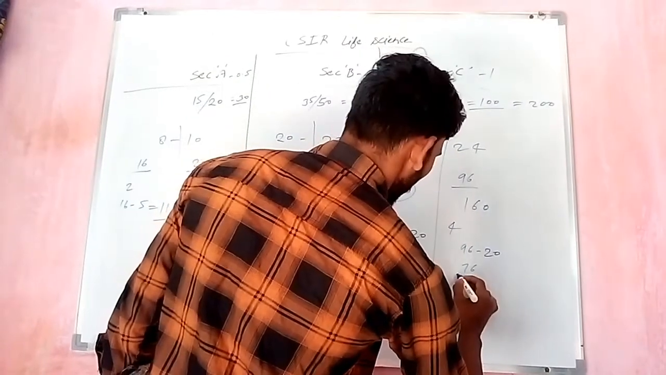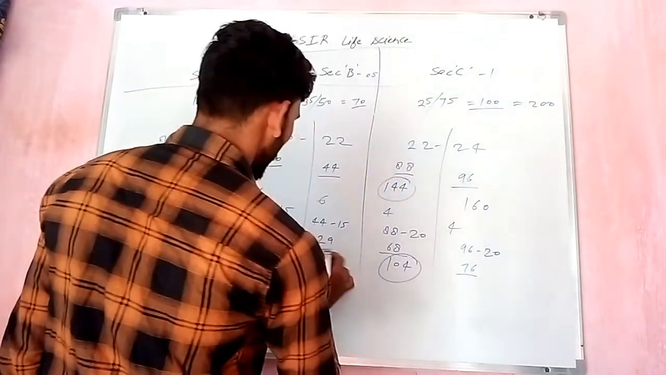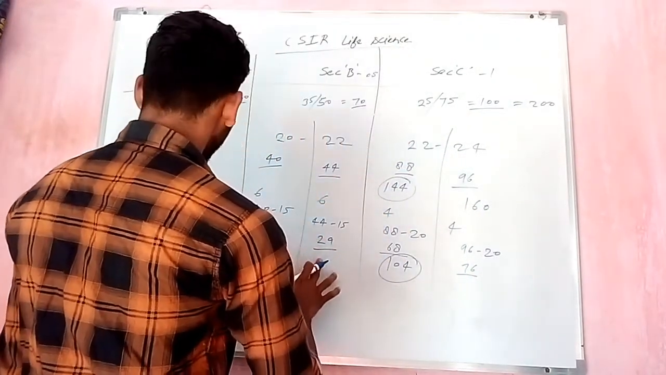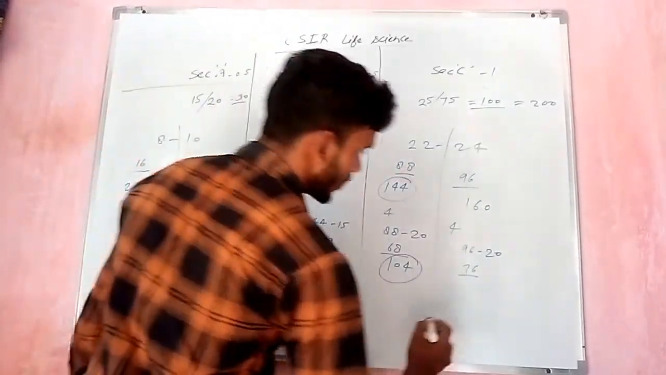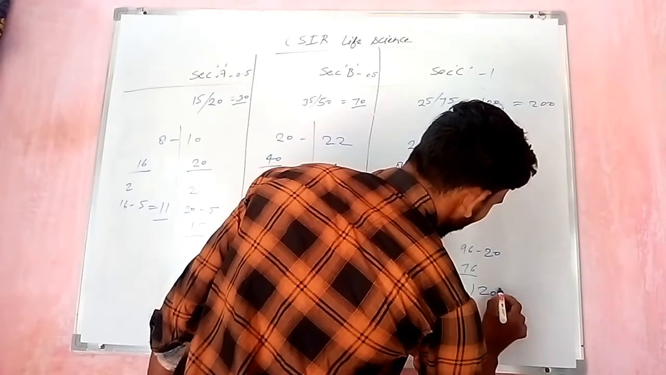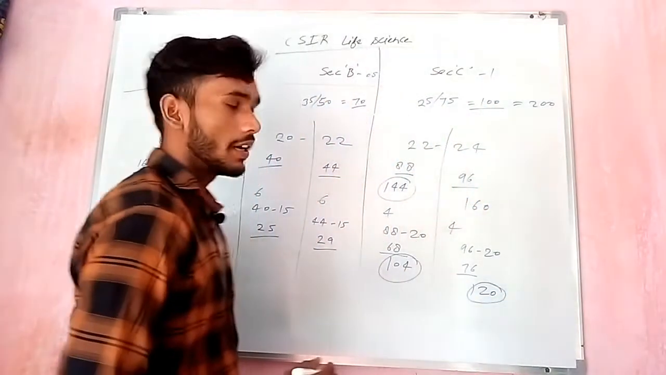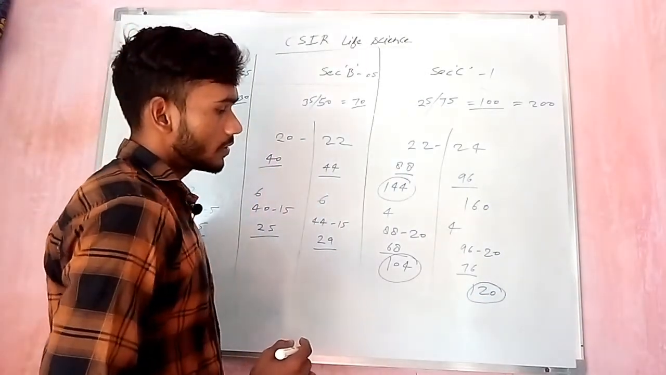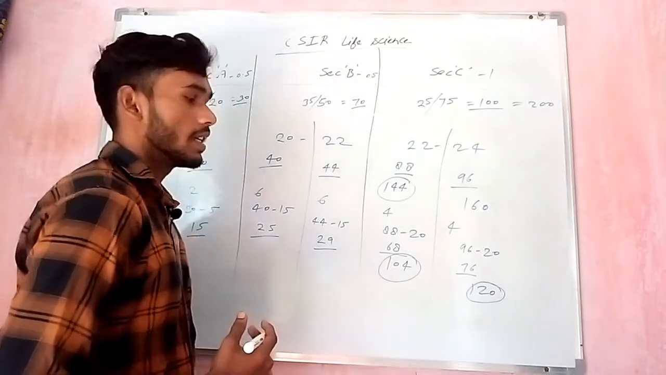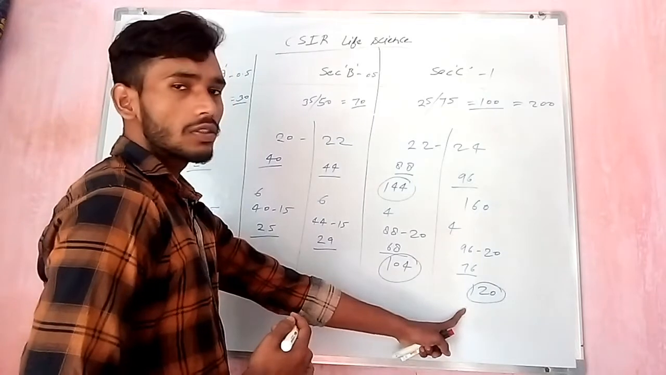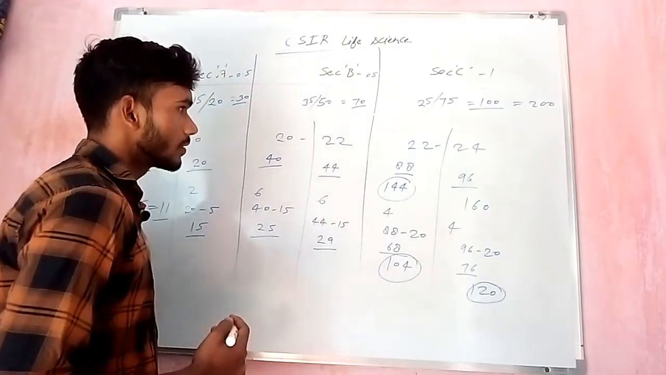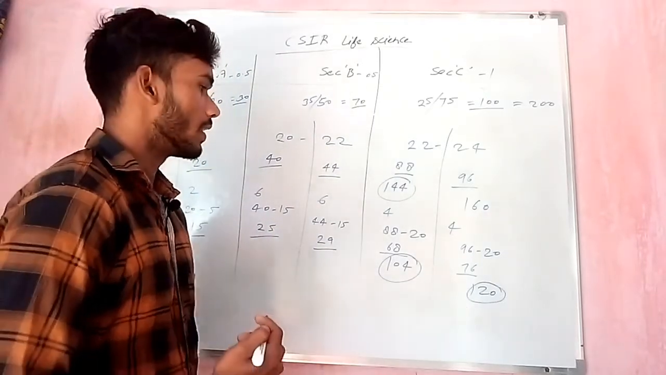Now let's calculate: 76 plus 29, 105, plus 15, 120. This is the exact kind of score which is enough to qualify for the JRF in the general category. 120 is a good score to qualify for the JRF in the general category.